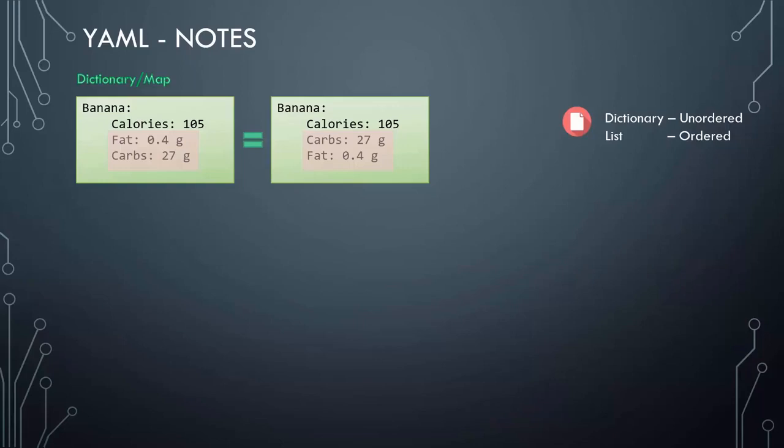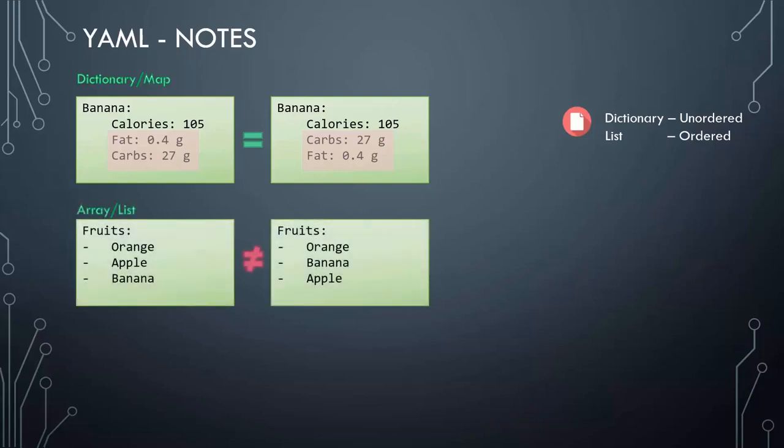But that doesn't really matter. The properties can be defined in any order, but the two dictionaries will still be the same as long as the values of each property match. This is not the same for lists or arrays. Arrays are ordered collection, so the order of items matter. The two lists shown are not the same because apple and banana are at different positions.